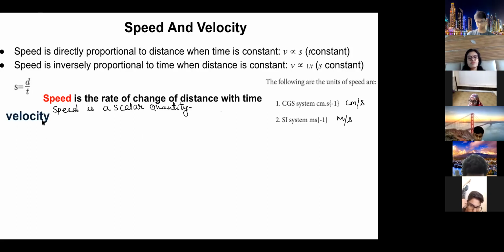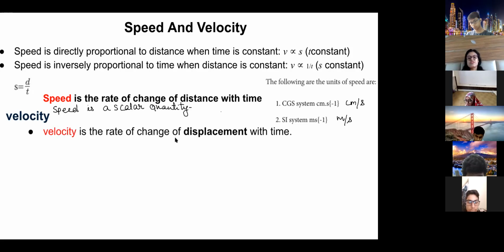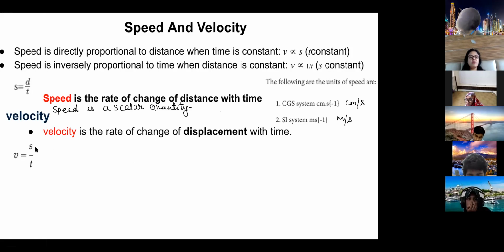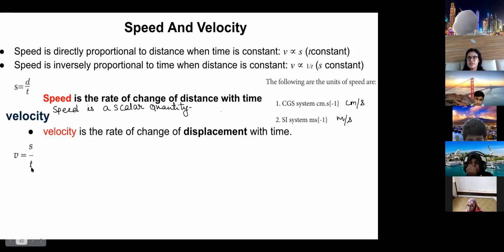Now another term is velocity, and we'll understand what is the difference between speed and velocity. Velocity is the rate of change of displacement with time. So write down this definition for velocity, and velocity can be written as s by t, where s is displacement. Don't confuse this s. Ma'am, the SI unit of speed is meter per second, right? The velocity unit is also the same. Only thing is velocity is a vector quantity, that means with velocity you will have to mention the direction also.